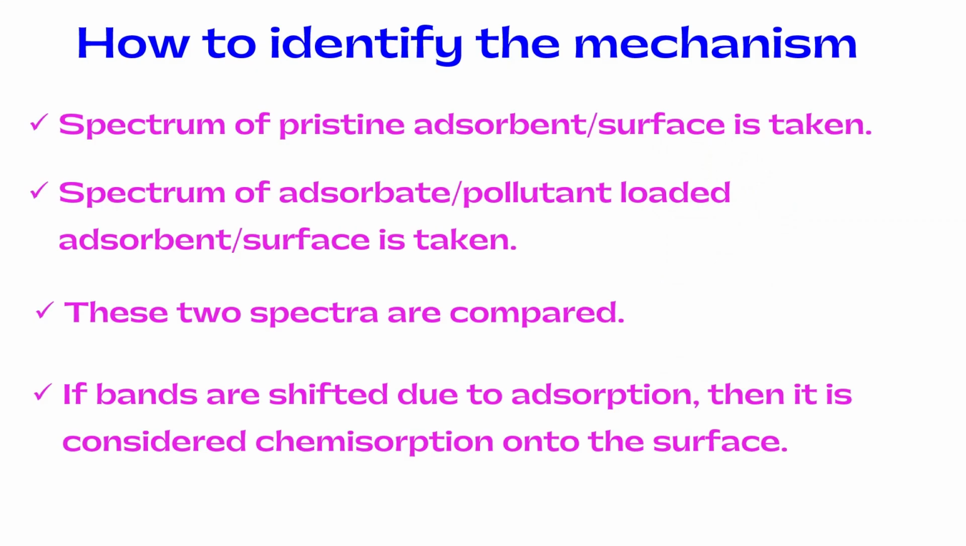So, now how to identify the mechanism? Usually the spectrum of pristine adsorbent or surface is taken, and the spectrum of adsorbate or pollutant loaded adsorbent or surface is taken at the experimental conditions, and these two spectra are compared. If bands are shifted due to adsorption, then it is considered chemisorption onto the surface.